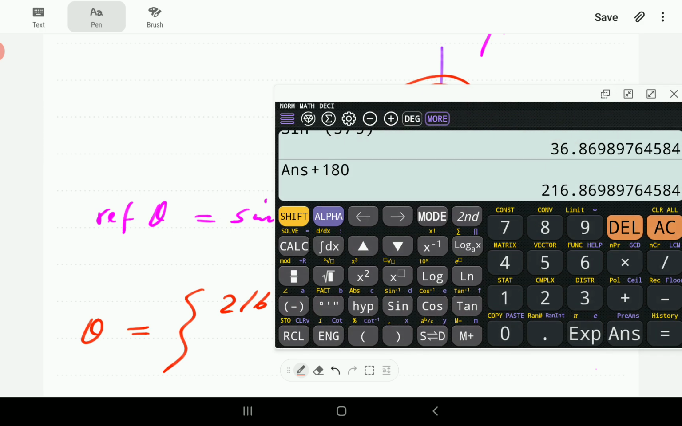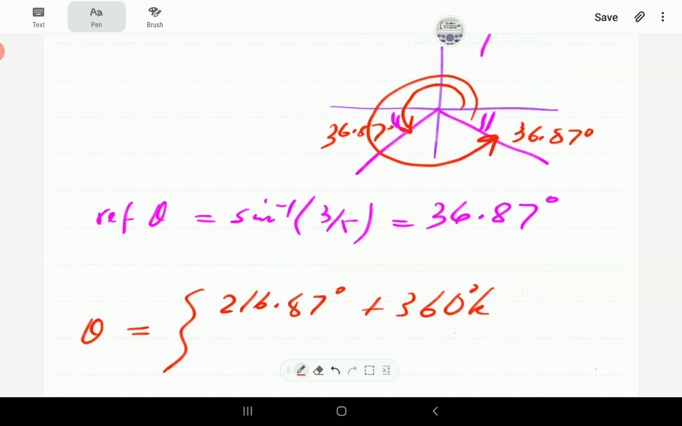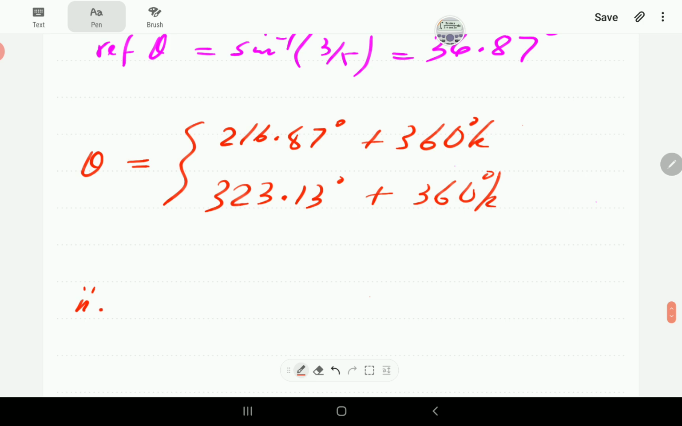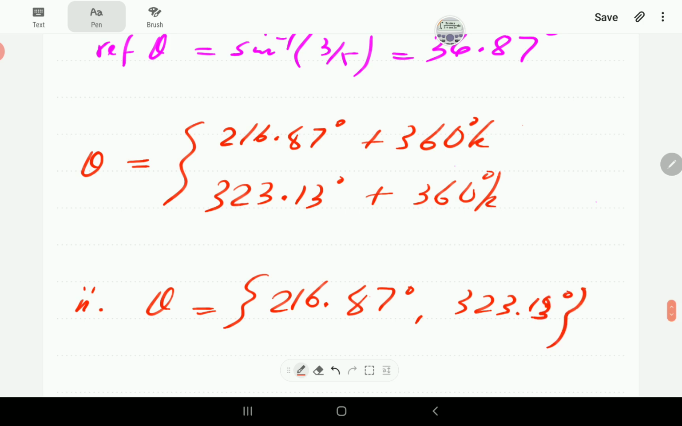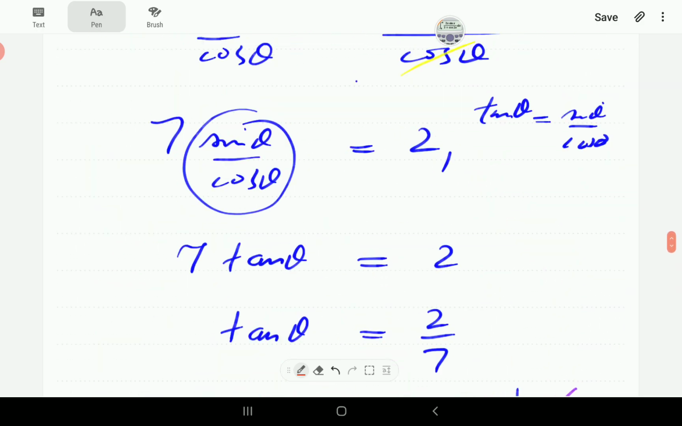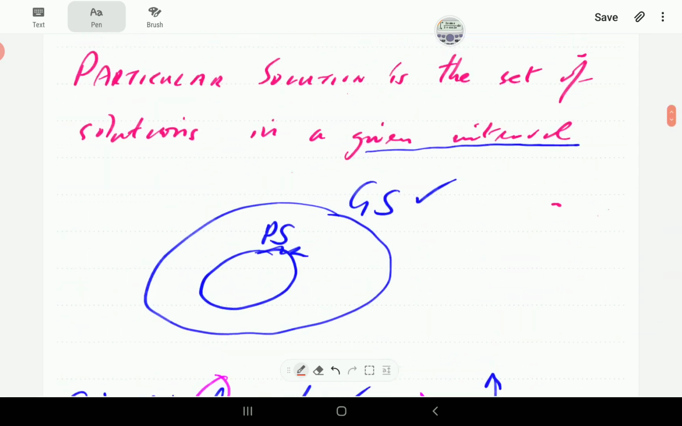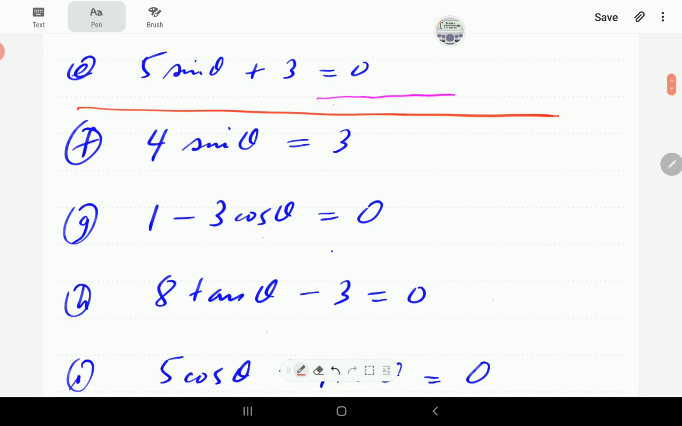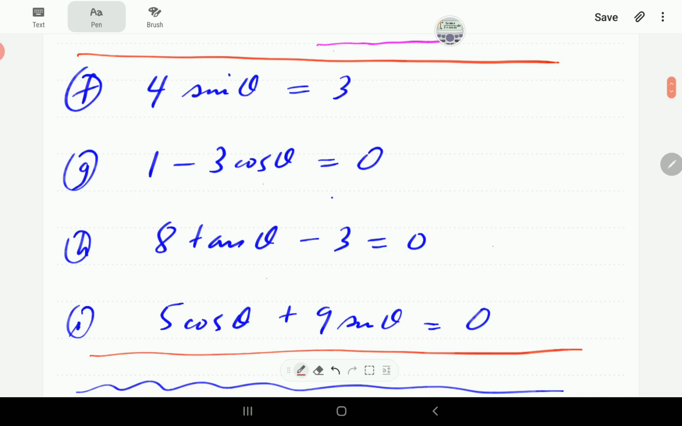So 360 minus 36.87 gives 323.13, which is the other angle. Then we add multiples of 360. Then for part 2, the particular solution is going to be 216.87 and 323.13. Right, so that's that. So now if you would like to pause the video and have a go at the last 4, F, G, H, and I, then when you continue the video, you can compare with our solutions.